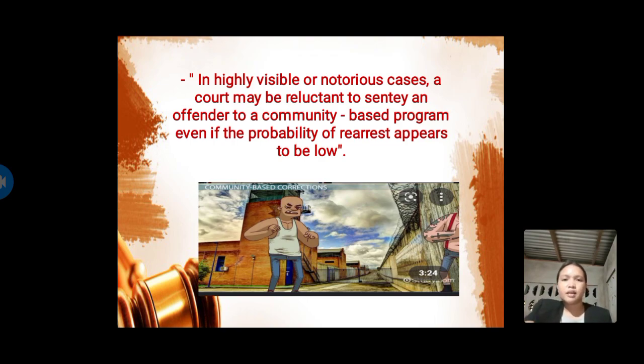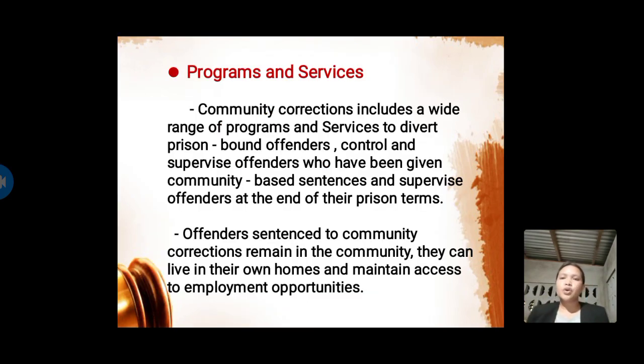So, this is the example, the photo that I took from the internet about the community-based correction program. The programs and services of community-based correction include a wide range of programs and services to divert prison-bound offenders, control and supervise offenders who have been given community-based sentences, and supervise offenders at the end of their prison term. So the offenders sentenced to community corrections remain in the community.